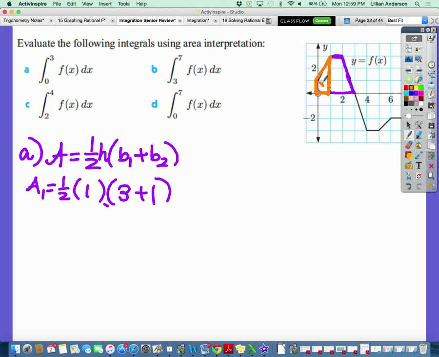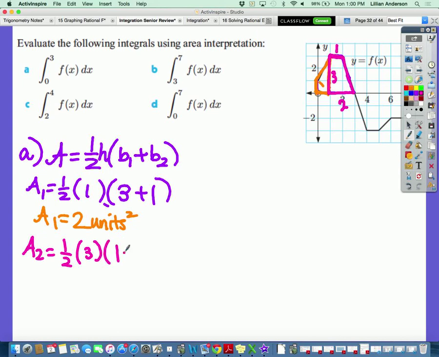So there you go. Trapezoid 1. What's 3 plus 1? 4. Half of that is 2. So the area of trapezoid 1 is 2 units squared. Now this other trapezoid. What's the base? 1 and 2, and the height is 2. Oh, my bad, 3. So for trapezoid 2, height's 3, bases, so 4.5. So the area from 0 to 3 of the function is the what? The sum. So our answer for A is 6.5.